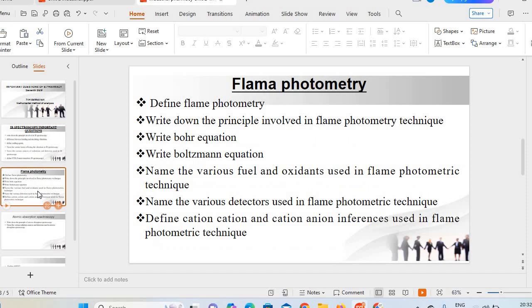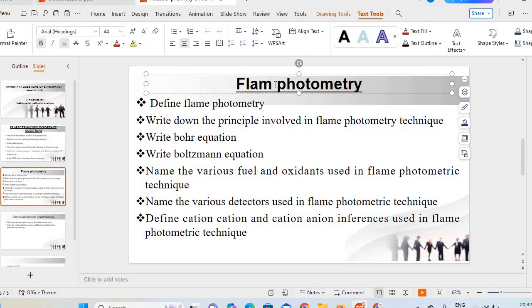Next, coming to the flame photometric technique. Flame photometry is also very important. Let's discuss the important questions of this technique. First question: define flame photometry. This is a very important question. Again, the principle involved in the flame photometry technique. For any analytical technique in a 2 marks question, the principle is very important. In the 2 marks, the principle can come.